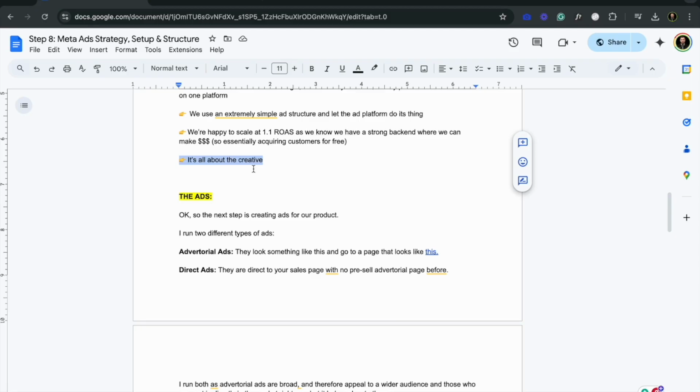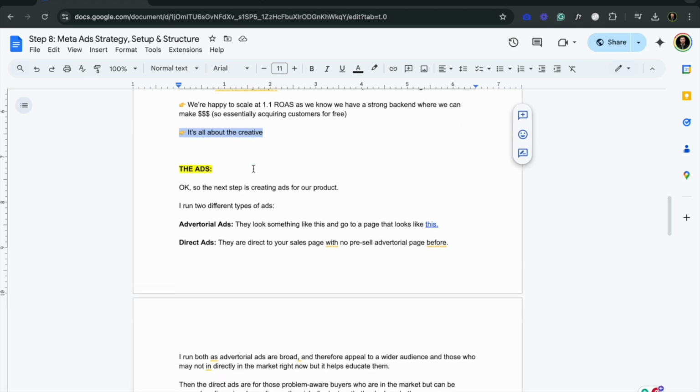They spend way too much time, in my opinion, trying to outsmart the ad platform. Meta has more data and is more intelligent than us, so just let it do its thing. Give it the best creatives you can and let it do its thing. I'm going to say that repeatedly, probably over the course of this lesson. But it's so true.